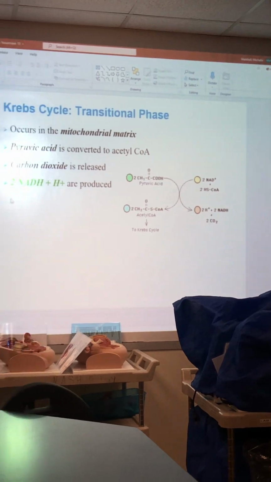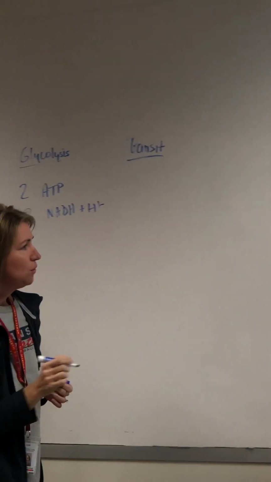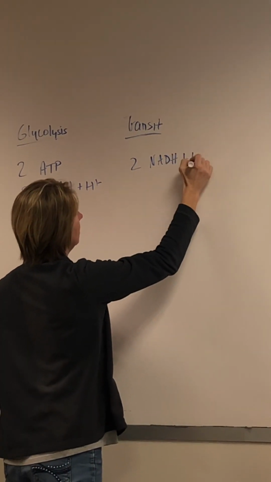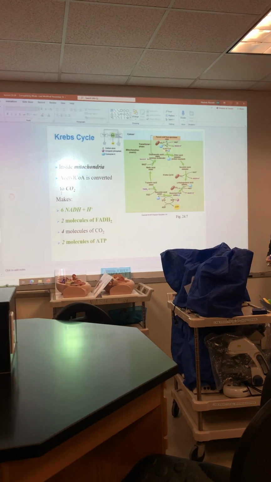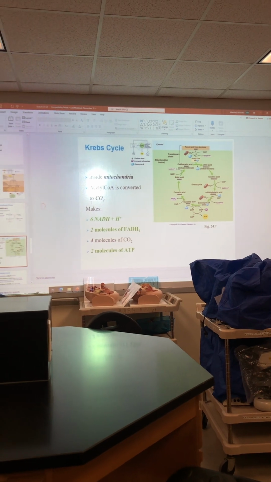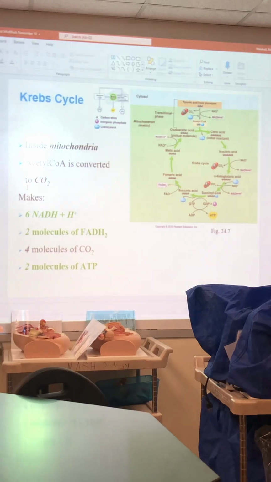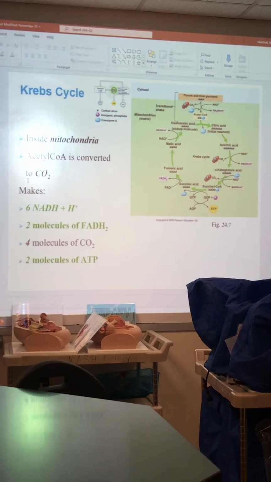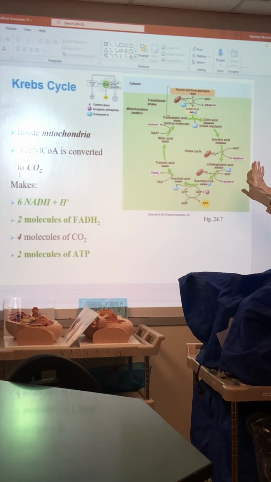During this transitional phase, I get 2 more NADH plus H plus. Okay, and that's going to be important when I finally get to that electron transport chain. Okay, so now I get to Krebs cycle. So I change that pyruvic acid into acetyl-CoA. Now I'm going to use that acetyl-CoA to start that Krebs cycle.